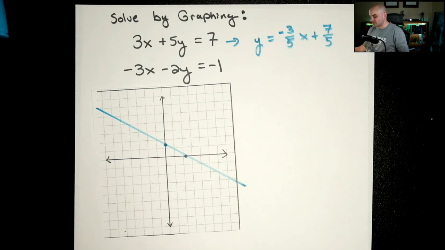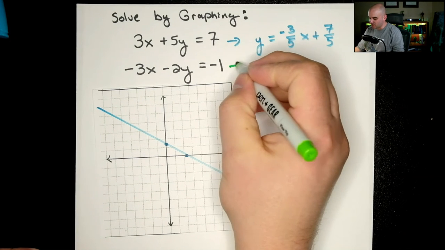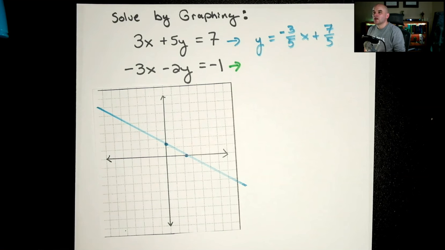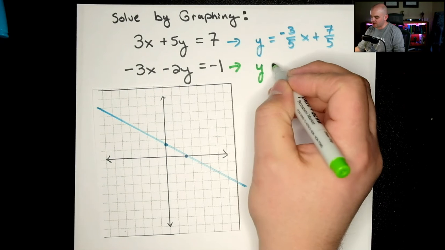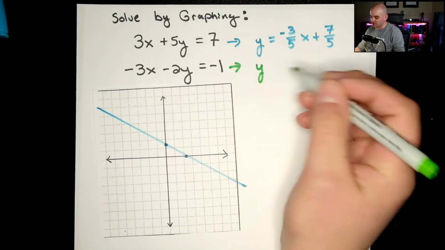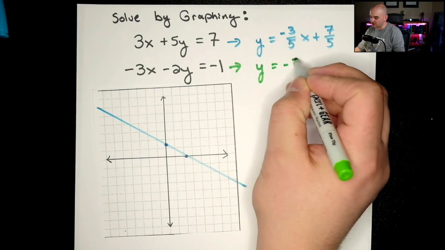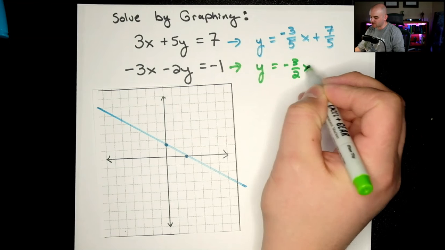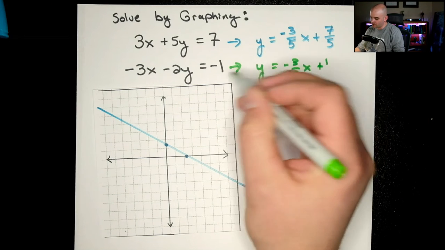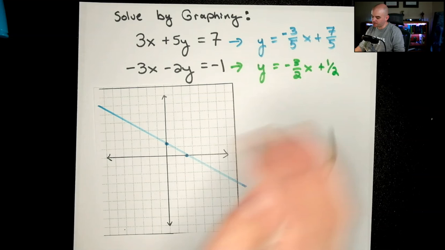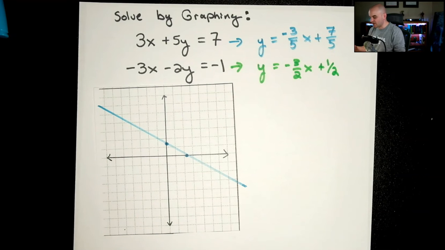Now I'm going to graph the second one. I'll use a different color, maybe to come out a little bit better. And you could put this in y equals mx plus b format again. And to solve for y, I'm going to add 3x to both sides. And then I'm going to divide by negative 2. So this gives me negative 3/2 x plus a third. No, not plus a third, plus a half. There we go. And so you could solve it for that and graph it that way.